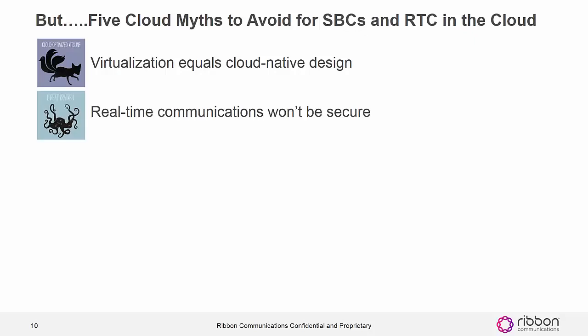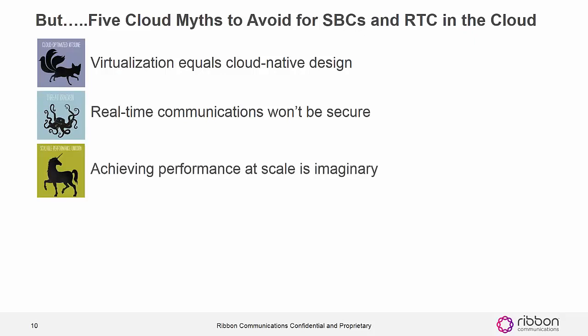The next one is, if I move my real-time communications to the cloud, it really won't be secure. That's the threat kraken, this huge octopus that's going to unleash monstrous security attacks. Again, we can show you how that's not true. The next one is the scalable performance unicorn, where achieving performance at scale is just an illusion. It won't happen in the cloud. With my appliance, I'm comfortable that I know how much performance I get. Again, we can show you how that's possible.